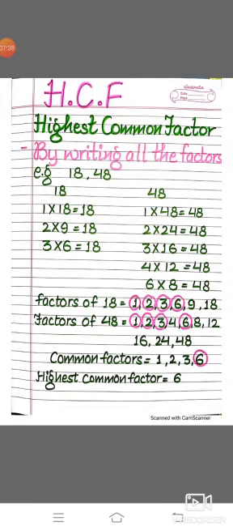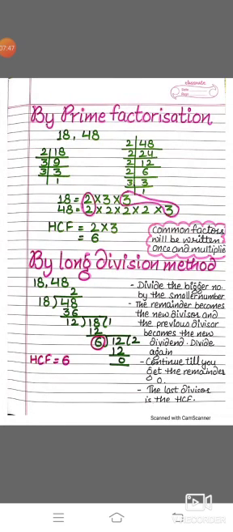Next is HCF, highest common factor. We can find the highest common factor by writing all the factors, by prime factorization, and the last one is by the long division method.